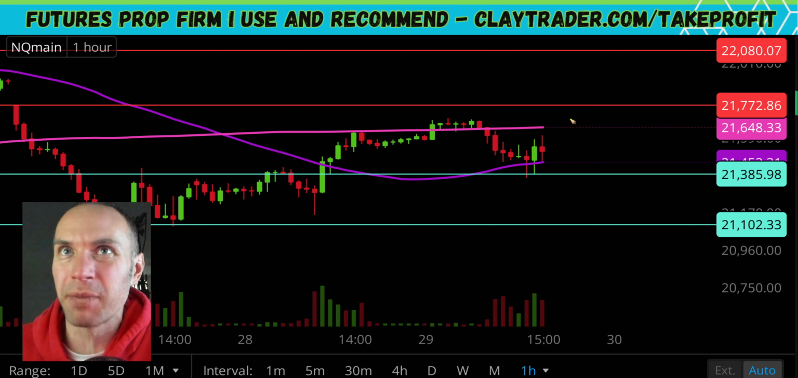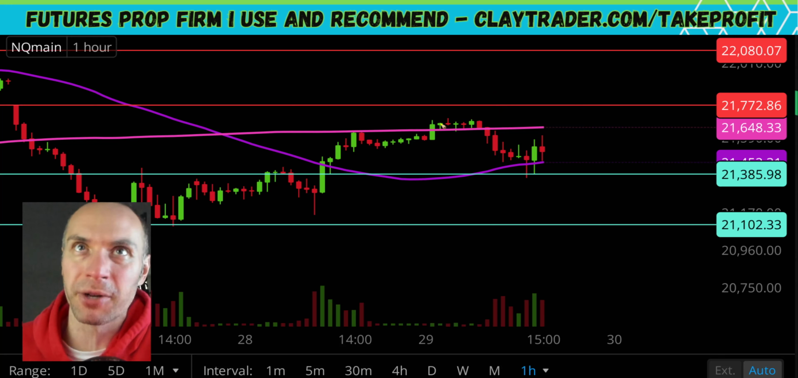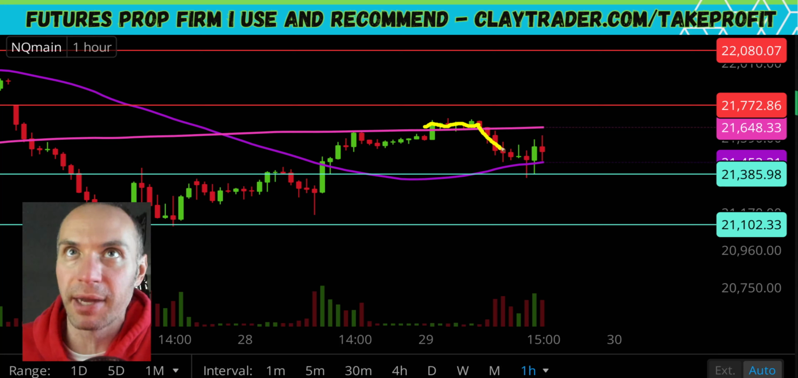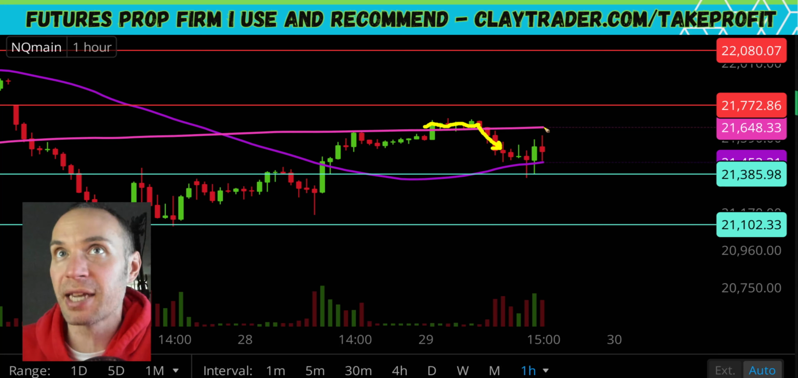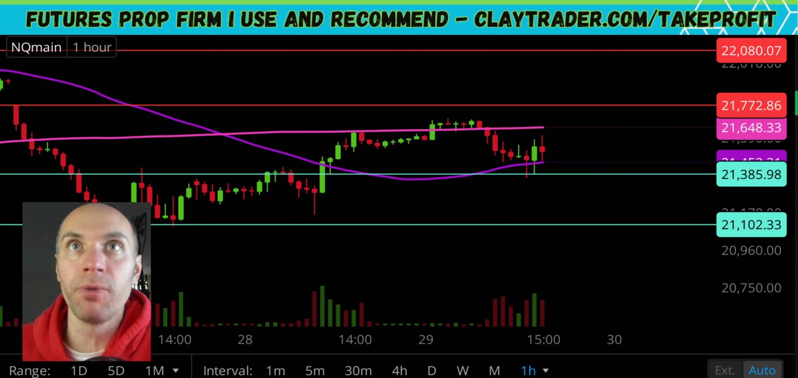Even if the price does break above the pink line, there is a track record of it getting stuck there, like a piece of gum, and then eventually going back down. But if the price can get a nice clean break of it, next key area of resistance right up there at the 772 mark, and then up there at 22,080. So overall, though, the price is hanging in there.